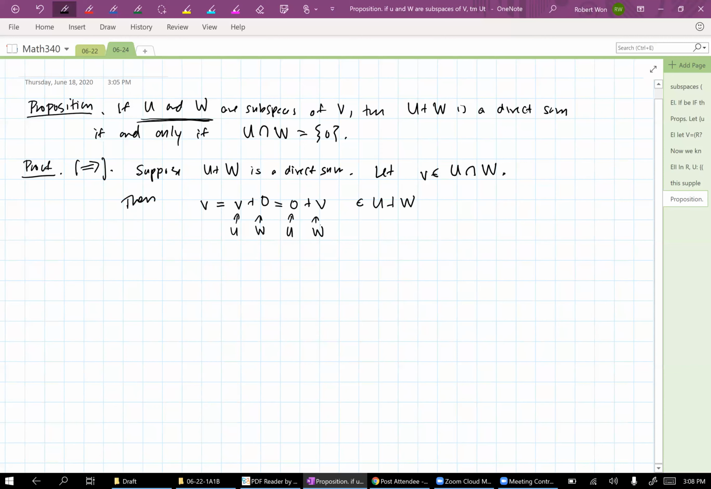Okay, so what have I done here? I've written V in two different ways as an element of U plus W. But U plus W is supposed to be a direct sum, which means that there should be only one way to write V, right? So these two ways must be the same. Since U plus W is a direct sum, this V is actually equal to zero. Right, so I've shown that any vector in the intersection must be the zero vector. This means that U and W intersect in just the zero vector.